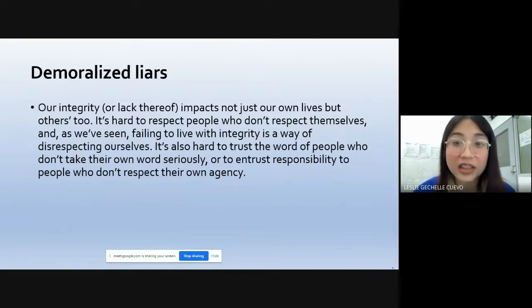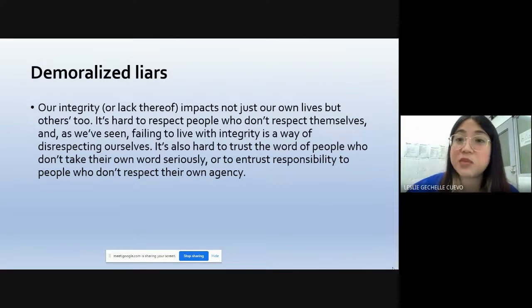Kasi nga, nabanggit natin kanina, pati madadala mo yan hanggang sa magkapamilya ka. Siyempre, pag nagkapamilya ka, dahil pinapractice mo yun, maipapasa mo pa yun sa mga anak mo, sa mga apo mo. Diba? Hindi maganda. It's hard to respect people who don't respect themselves. As we've seen, failing to live with integrity is a way of disrespecting ourselves. It's also hard to trust the word of people who don't take their own word seriously or to entrust responsibility to people who don't respect their own agency.